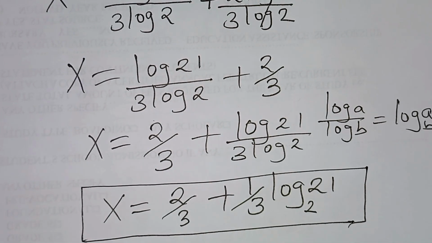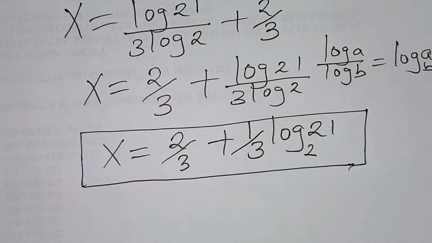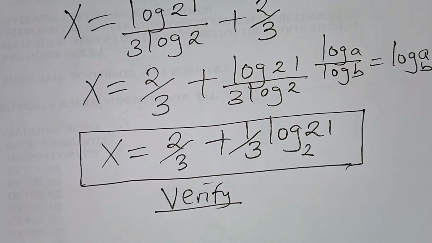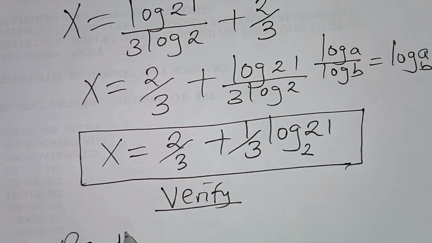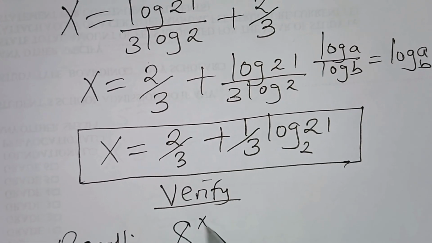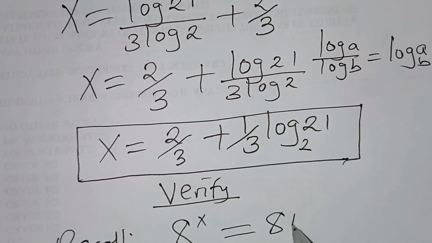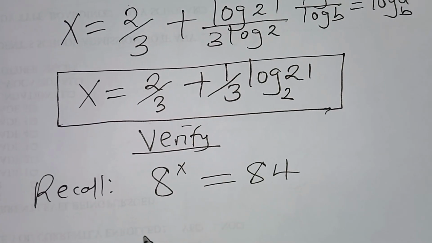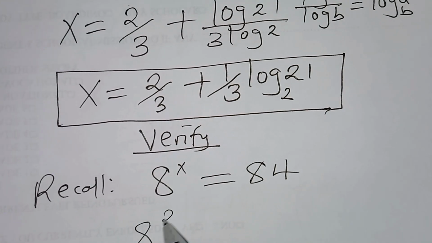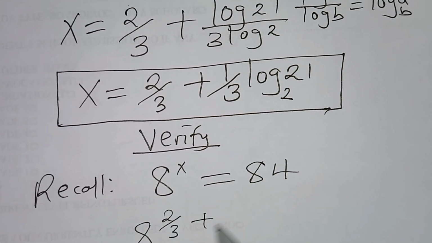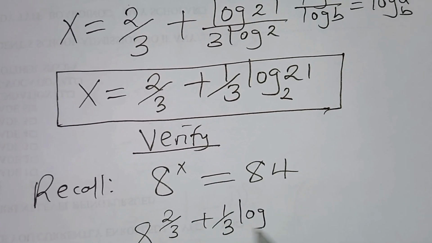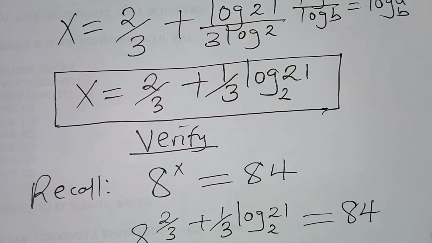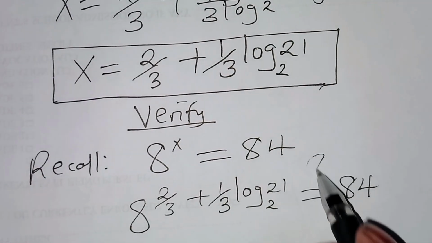Let's verify that this value of x satisfies the equation. So if you recall, 8 to the power x should give us a value of 84. Substituting the value of x here, we'll have 8 to the power of 2 over 3 plus a third log 21 to base 2. This should give us a value of 84. Let's check if this is true.